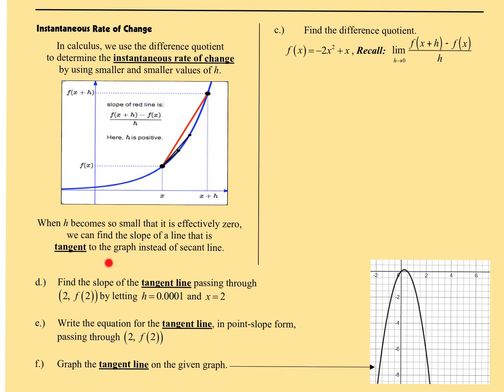So when we look at this description here, you can see that it says that we're going to use the difference quotient to determine an instantaneous rate of change. And I'm going to show you the difference quotient over here. Okay, and what we'll do is we'll use smaller and smaller values of h. So this value right here will become something so small that it effectively will be 0. And you can see I've got that right here. So when our h becomes so small that it's effectively 0, the slope of the line will actually be tangent to our graph instead of the secant line. So instead of having a line that looks like this red one, we'll end up with one that looks more like this right here, okay?